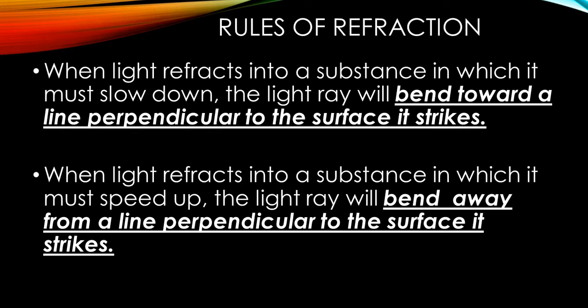So we will look at the rules here of refraction. You're going to be writing this down, the underlined part, I think. When light refracts into a substance in which it must slow down, the light ray will bend toward a line perpendicular to the surface it strikes. Okay, so that's when it's slowing down. Sometimes the light will refract into a substance where it'll speed up. The light ray will then bend away from a line perpendicular to the surface it strikes. Okay, that's very technical, I understand. So yeah, write those down. You may want to pause this so you can write those things down. And I'm assuming those blanks are in your book.